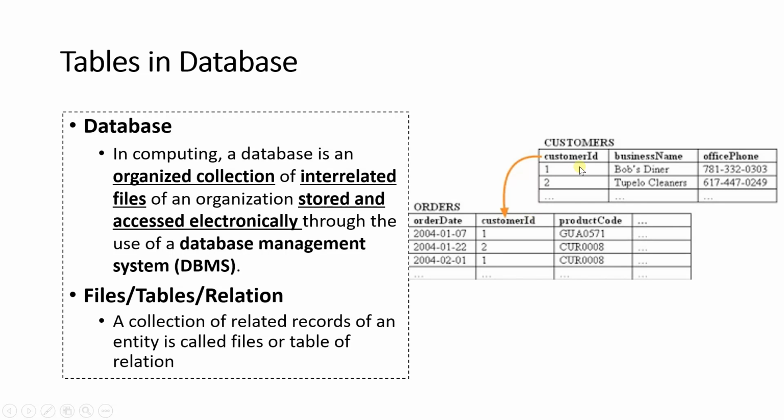Here the customer is a foreign key, and here the customer ID is the primary key. So they connect to each other, which shows that there is some relationship. They are interrelated to each other and explaining the same concepts.